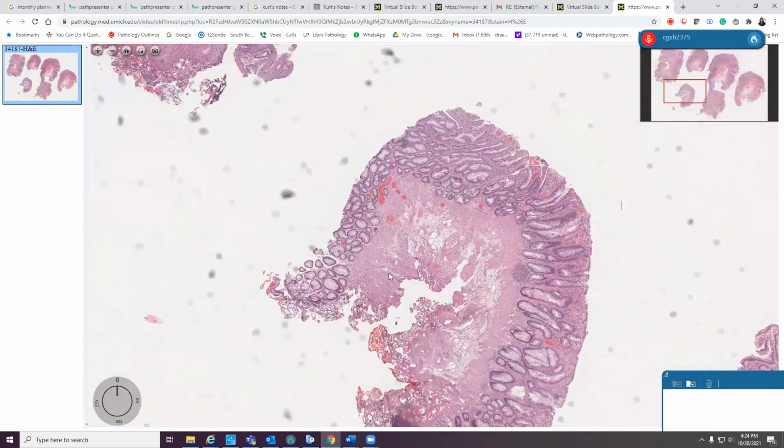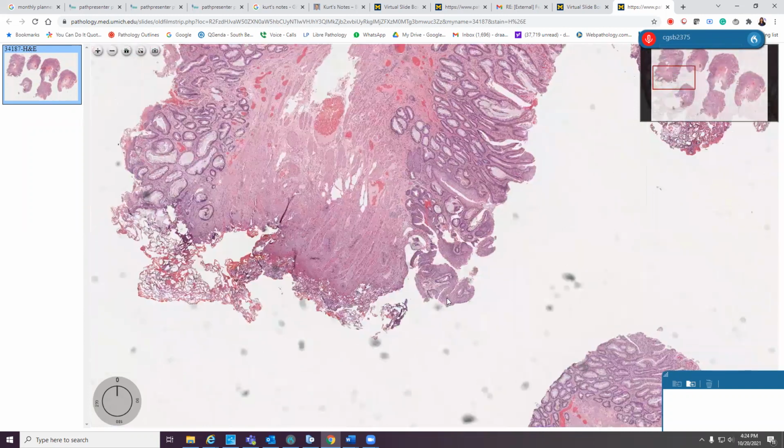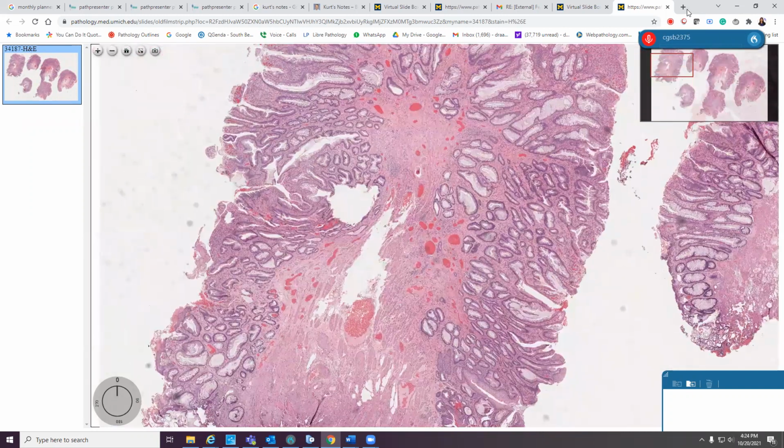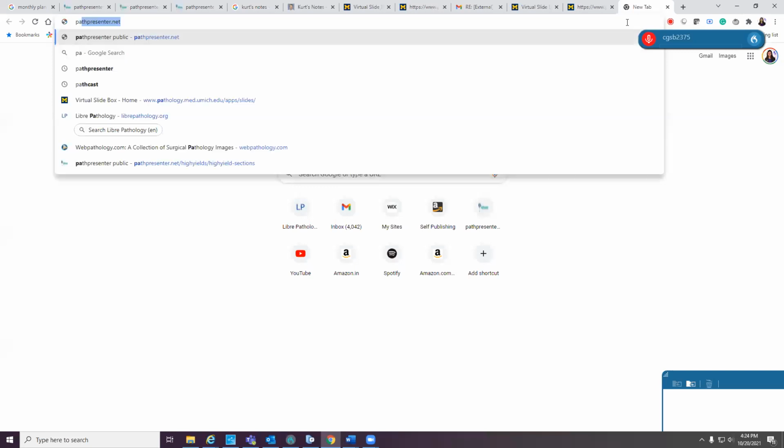Akanksha, I was just reading the findings on PathOutlines. Let's correlate with this slide. Yeah, that's actually a good idea. Let me open PathOutlines too.